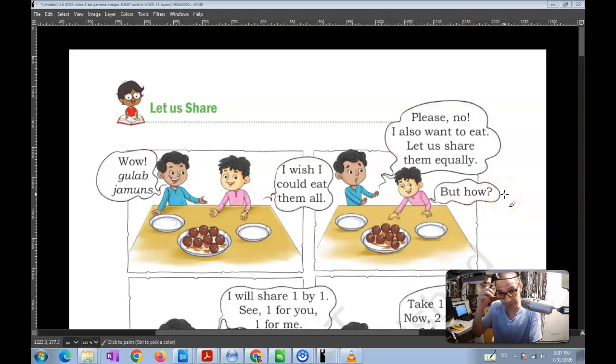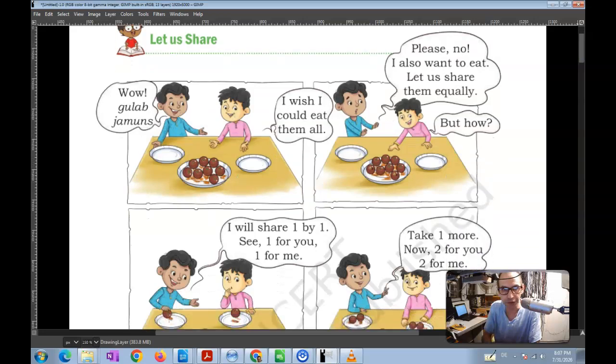And so we have something like a story here, and here essentially there are two boys. They have some gulab jamuns. Gulab jamun is a kind of sweet that you can find in India, but you can think of that as any object that you want to divide between two people.